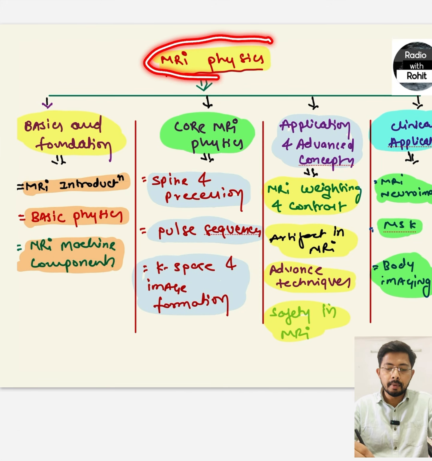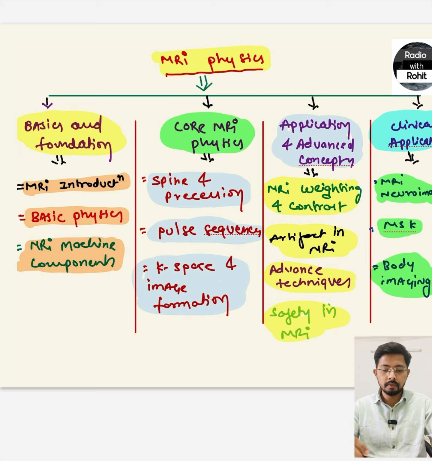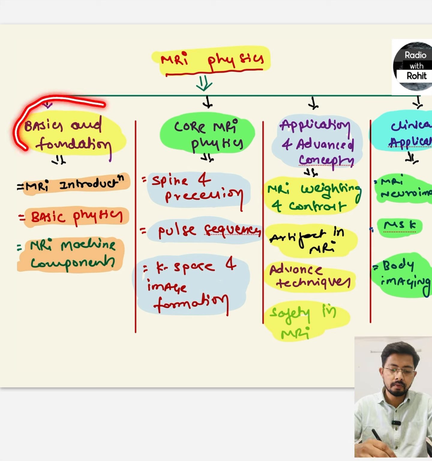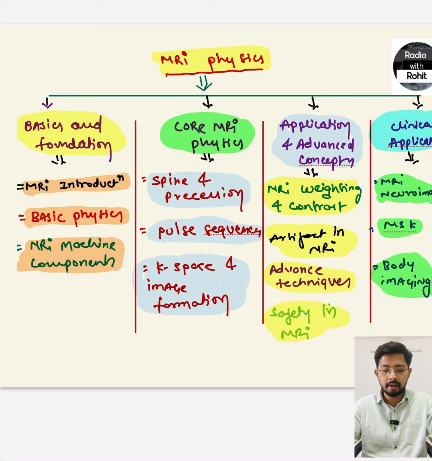We have divided MRI physics into four subcategories. First, the basics and foundation of MRI physics, where we will learn the introduction, basic physics and MRI machine components. Then the core MRI physics, where we will discuss spin and precession, pulse sequences, K-space and image formation. Then the application and advanced part: artifacts, advanced techniques and safety in MRI, and later the clinical applications like neuro, MSK and body imaging.